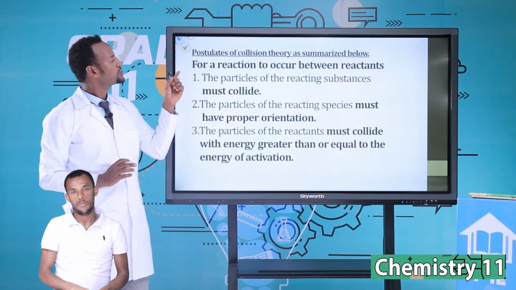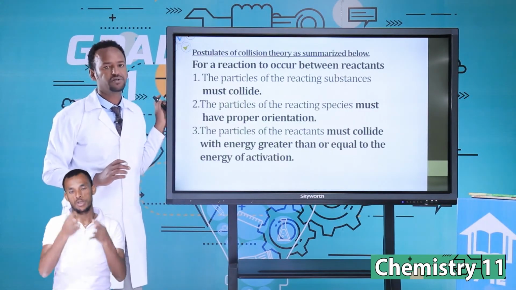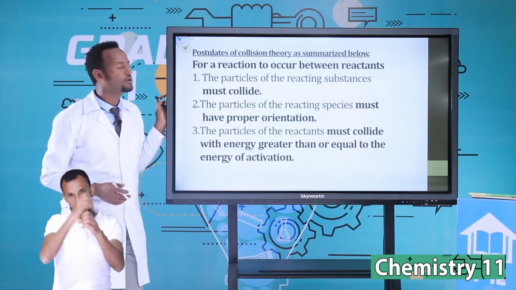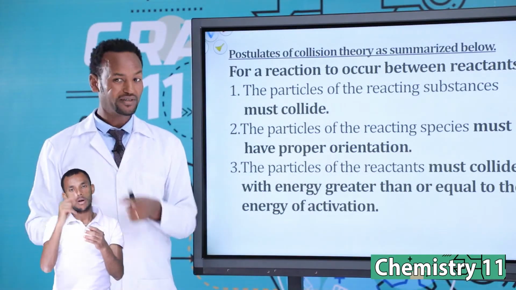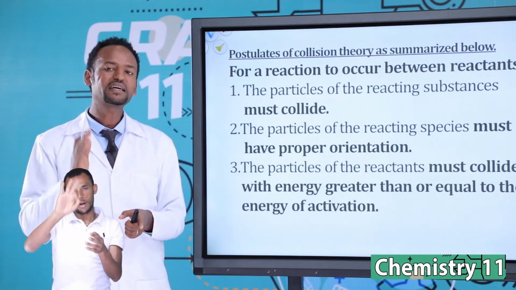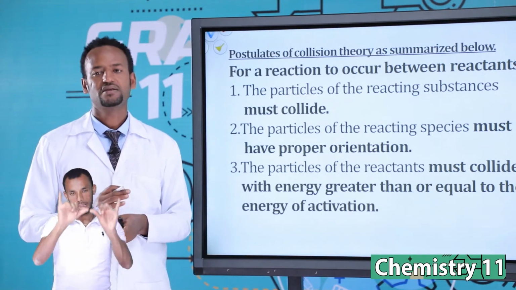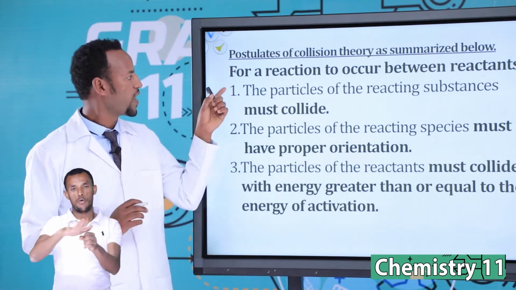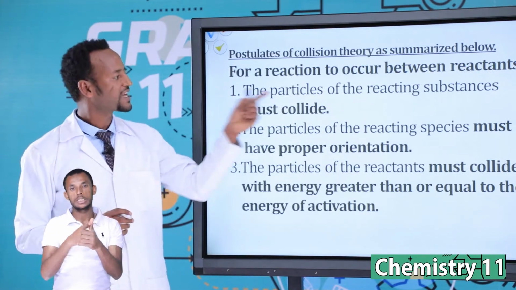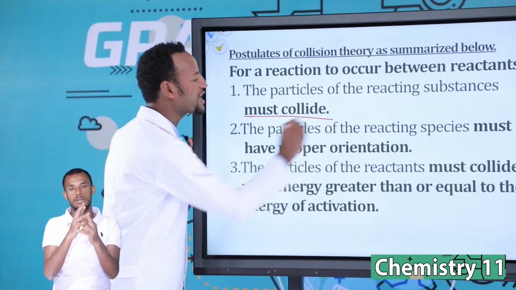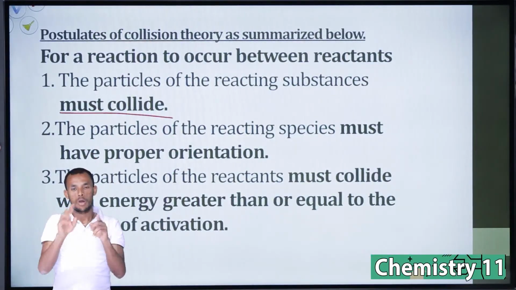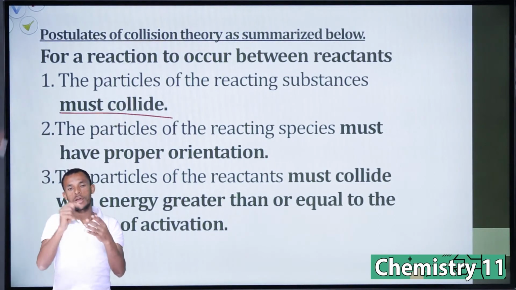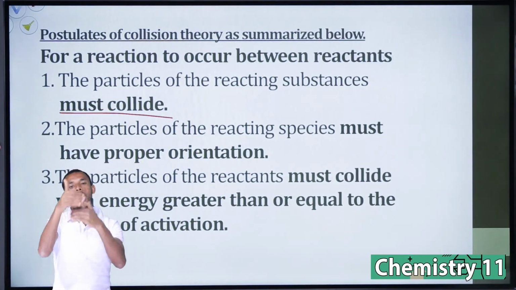Postulates of collision theory: this is a summary of the collision theory. For a reaction to occur between reactants, three criteria must be fulfilled. First, the particles of the reactant species must collide. To give a product, the reactant species must collide. This is the first postulate.